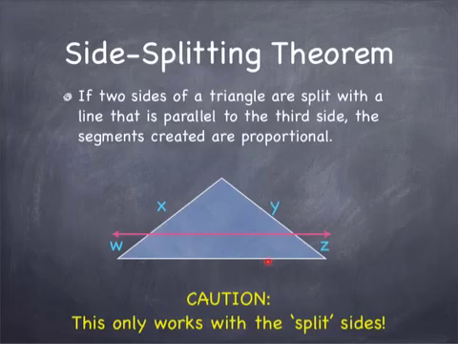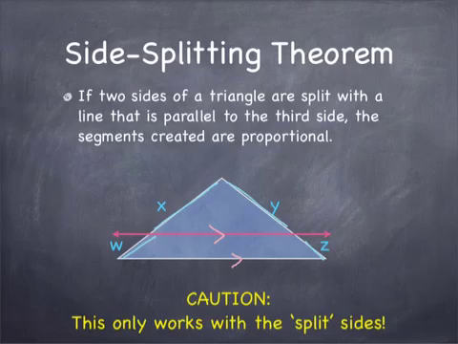That's probably hard to follow just reading it, but what that means is if you've got this triangle here, and I take this line and I cut through two of the sides of the triangle so that this line here is parallel to this third side. Let's mark that real quick. So this is parallel to this. Then the smaller segments, meaning like X and W and Y and Z, are proportional.